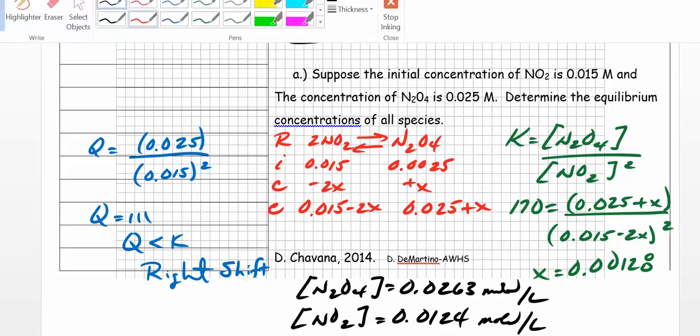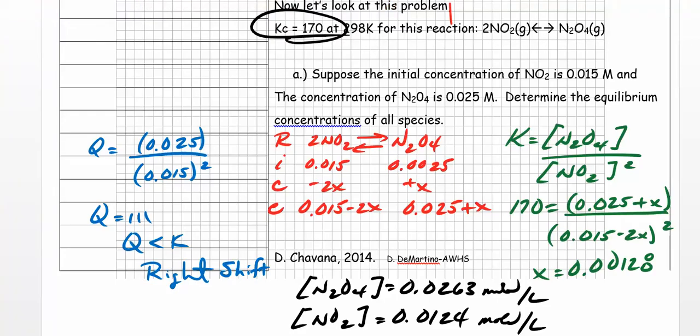Now, the question then is this. It says, suppose the initial concentration of NO2 is 0.015 molar, and the concentration of N2O4 is 0.025 molar. Determine the equilibrium concentrations of all species, well, of the NO2 and the N2O4. So again, we start with the Rice table. So there's the R, 2NO2 in equilibrium with N2O4.